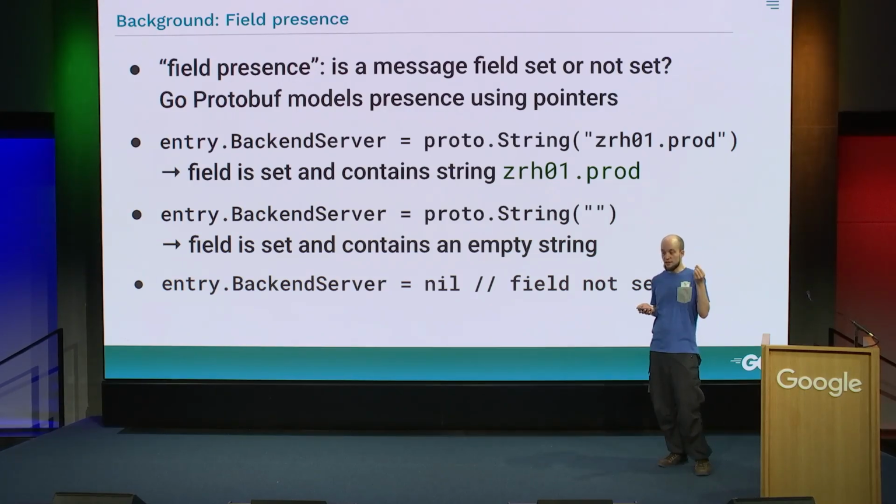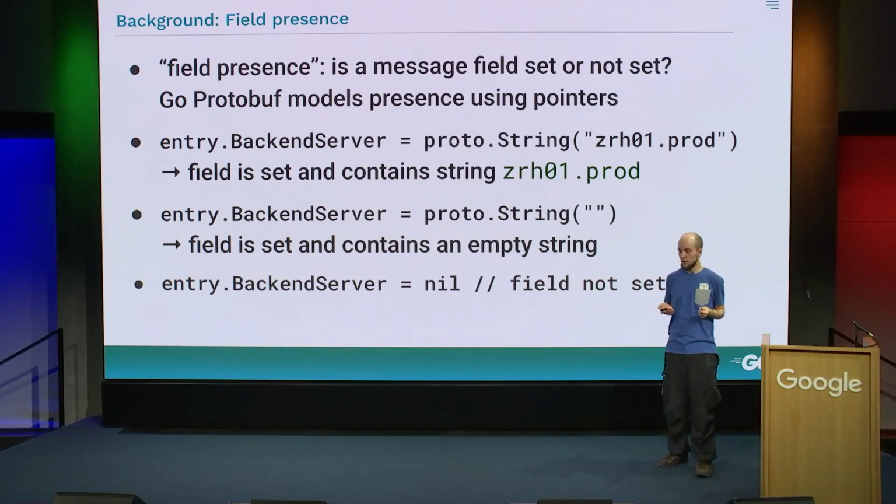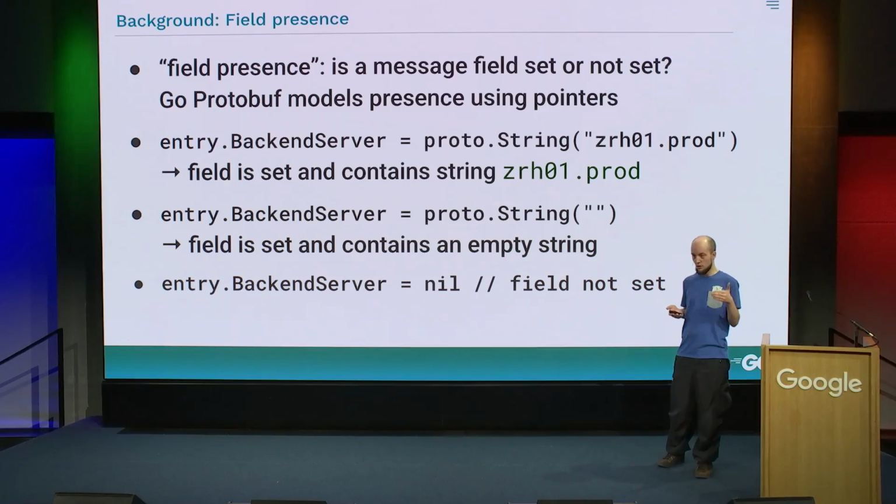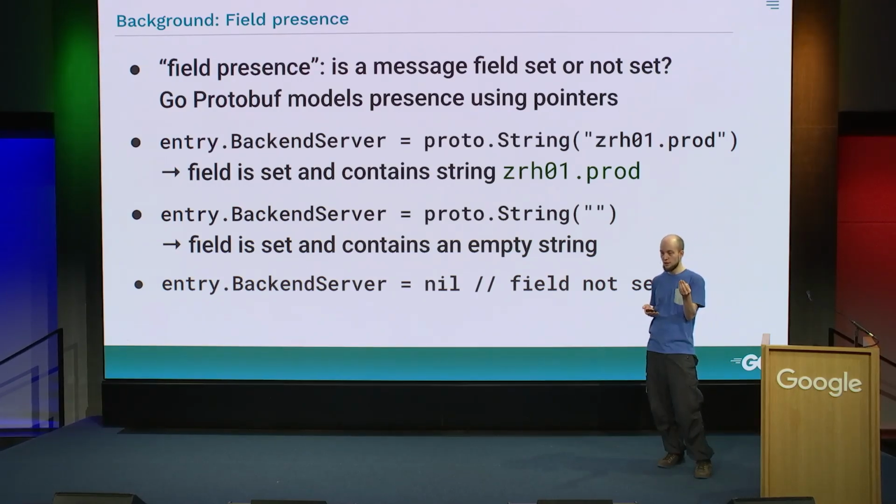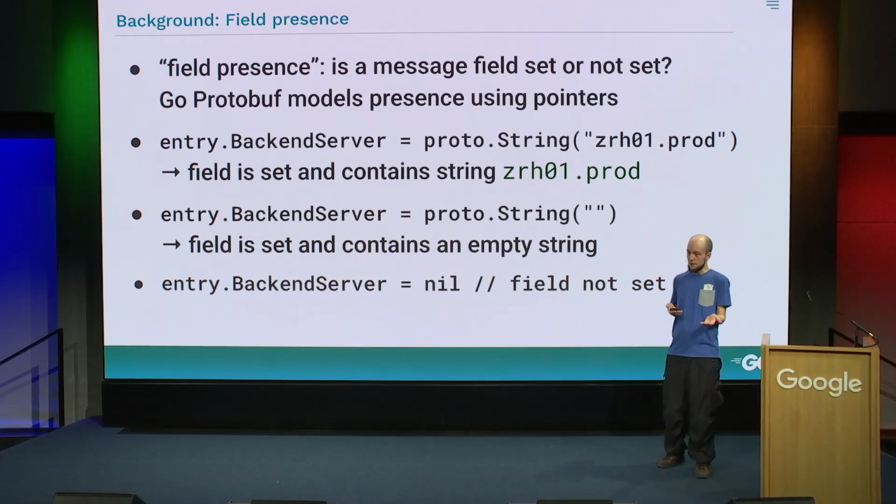If you wanted to set the same field to an empty string, you would need to do the same thing, still call proto.string, but with an empty string. So it's a non-nil pointer, but an empty string. And if you wanted to clear the field, you would need to set the pointer to nil, right?